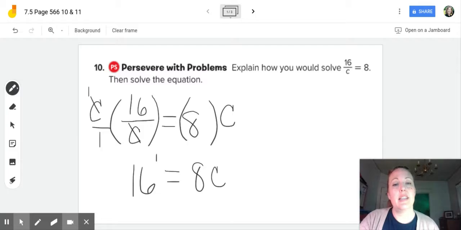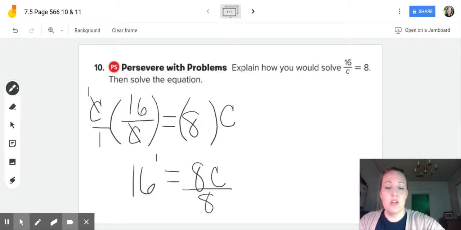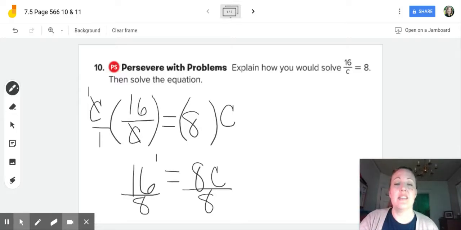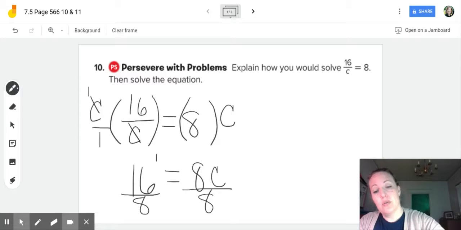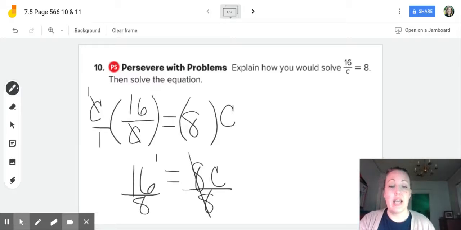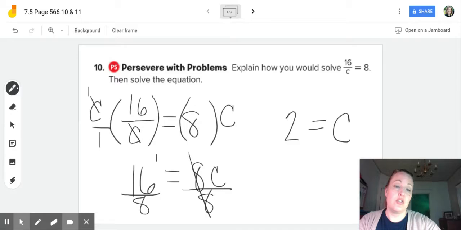So we haven't isolated the variable yet. We have to undo multiplication with division, and we're going to divide both sides this time by 8. Now we have 8 over 8, which is just 1. So we've isolated the variable, and we know that C is equal to 16 divided by 8, which is 2. That's the process they want to show. But I have a feeling you could probably have thought about that in your head a little differently.